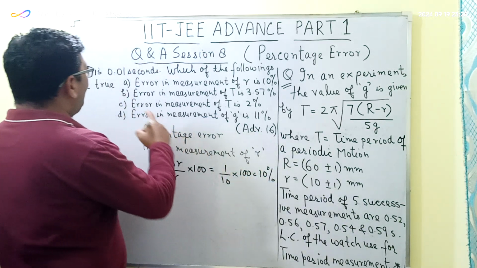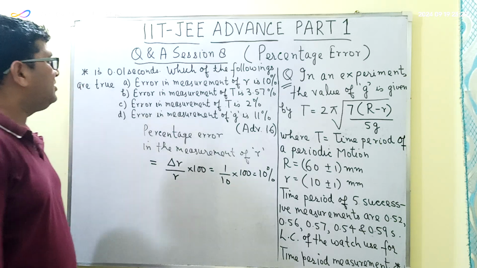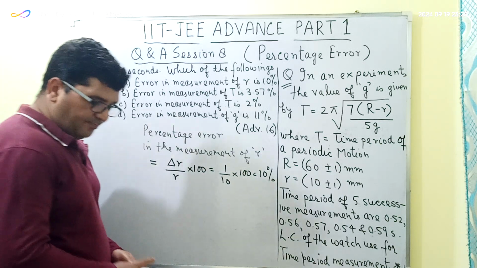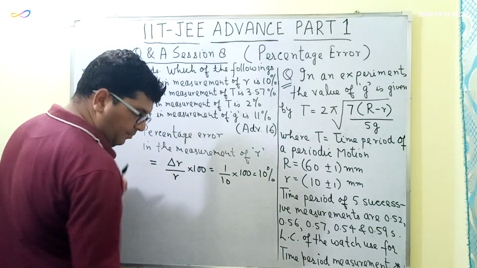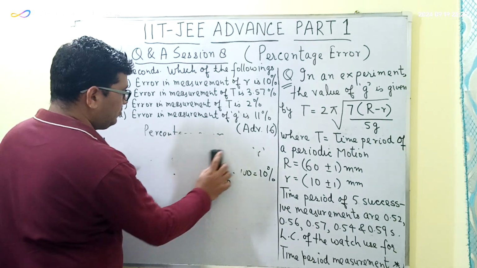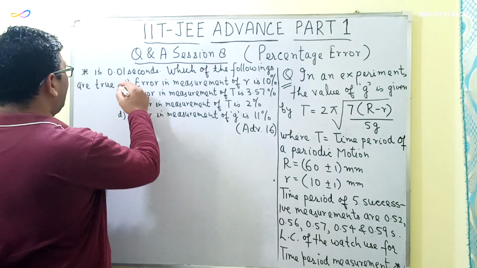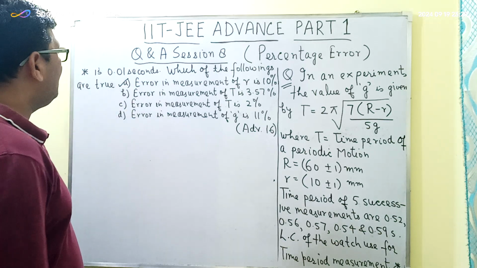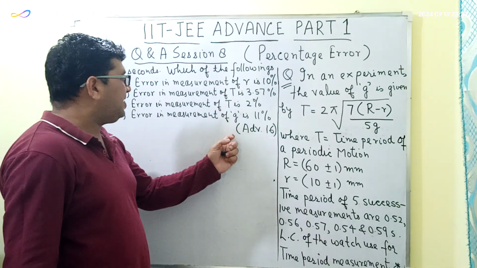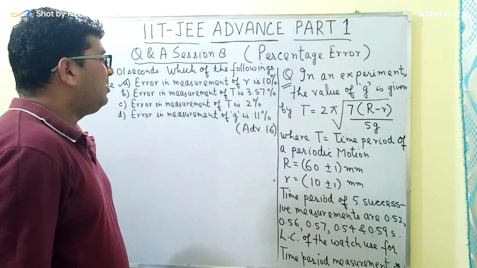So our first option is correct. That is, the error in the measurement of R is 10%. So this first option is correct. Now we have to find the percentage error in the measurement of time period and the acceleration due to gravity.